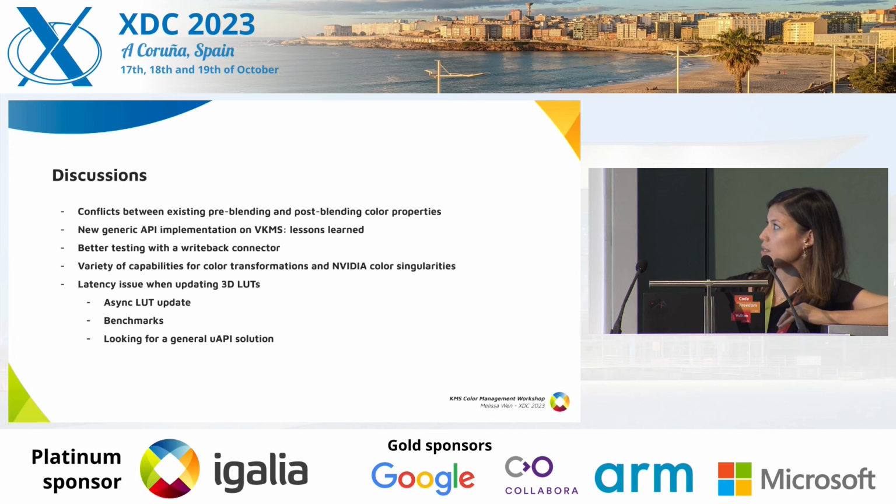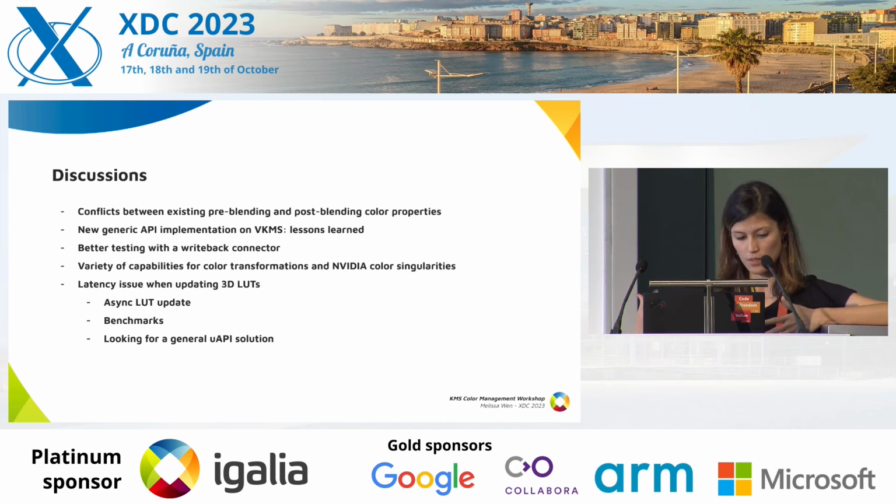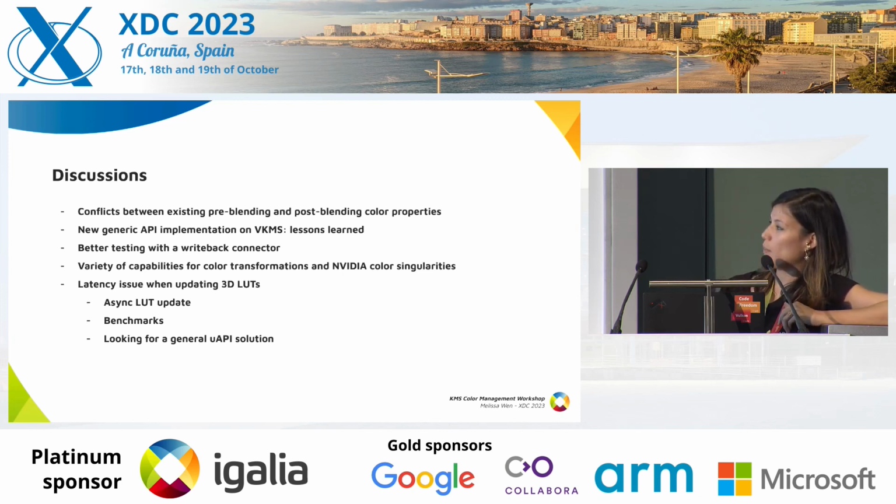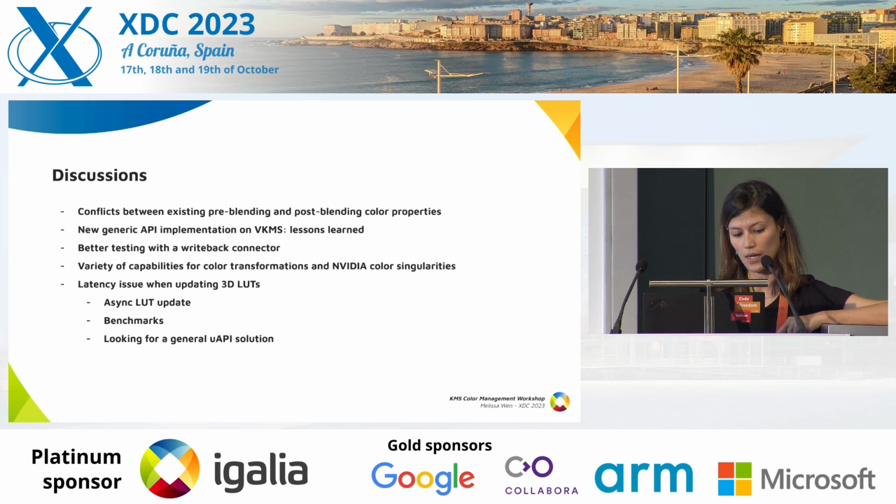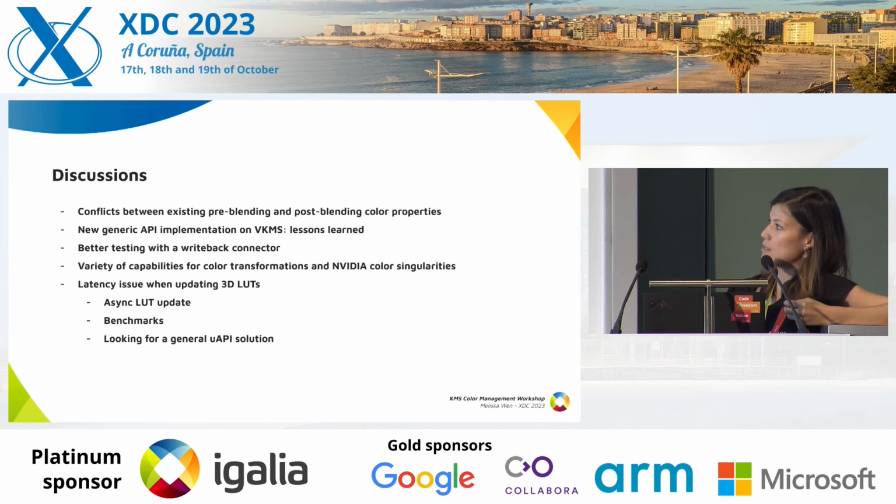Also, we discussed testing with a write-back connector, since CRC needs a perfect match. And this is the way that we use now on IGT. We also discussed the variety of capabilities for color transformations and the NVIDIA color singularities. Another topic was latency issues when updating 3D LUTs. So we discussed how to handle this, with async LUT update, and also benchmarks, and probably it would be better to look for a general API solution.